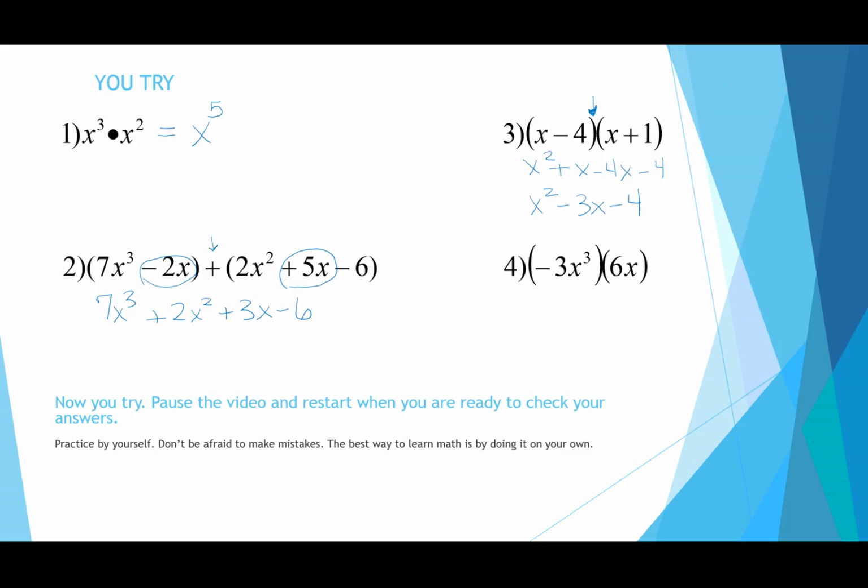For number 4, again, I noticed quantities being multiplied. So let's multiply the numbers. We get negative 18. When you're multiplying like bases, keep the base, add the exponents. There's an understood 1 there. So for number 4, you should have gotten negative 18x to the 4th. How'd you do? Hopefully you did well. If you missed some, write down your specific questions and bring those to class ready to ask.